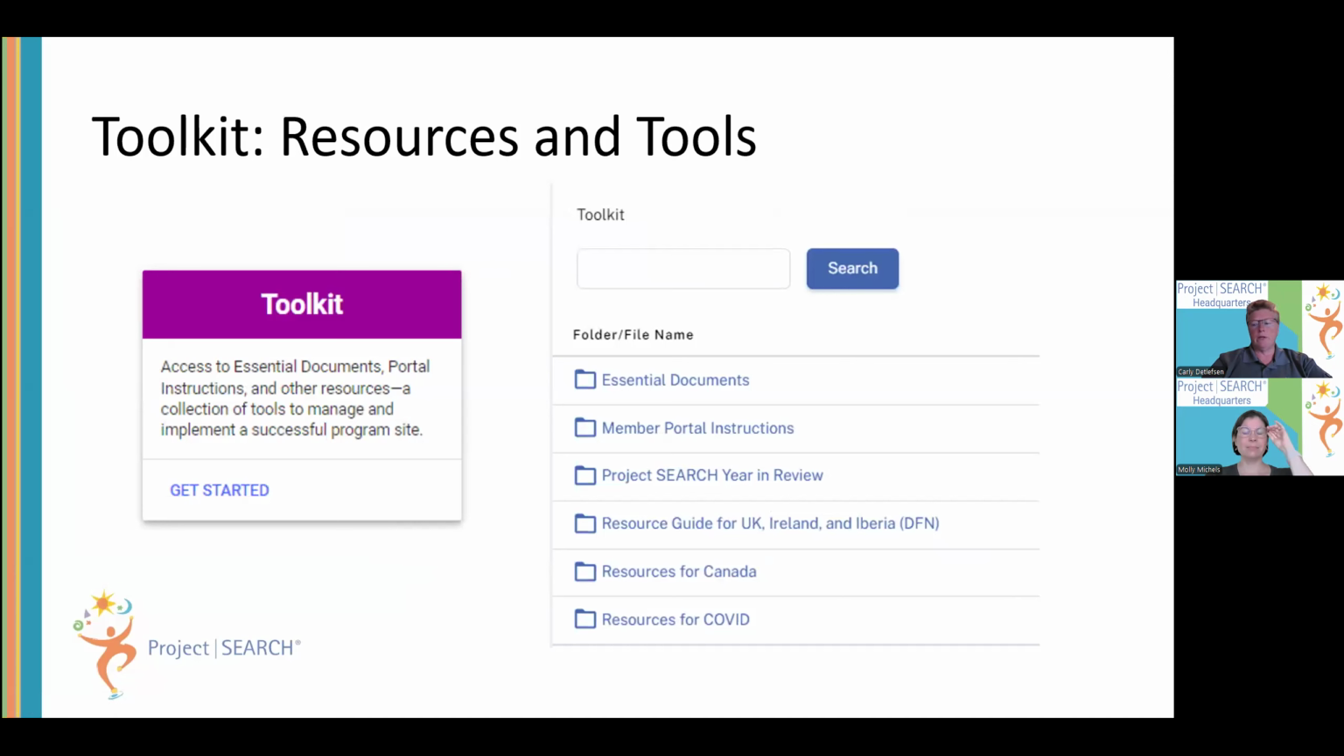Toolkit is probably one of the most used cards you're going to have in the portal. And again, that's where all of your resources are. So that's where you're going to find your essential documents. We also have some instructions for the member portal. We post our Project Search year in review. There is a resource guide for our programs that are associated in England, Ireland, and Iberia, our DFN program.